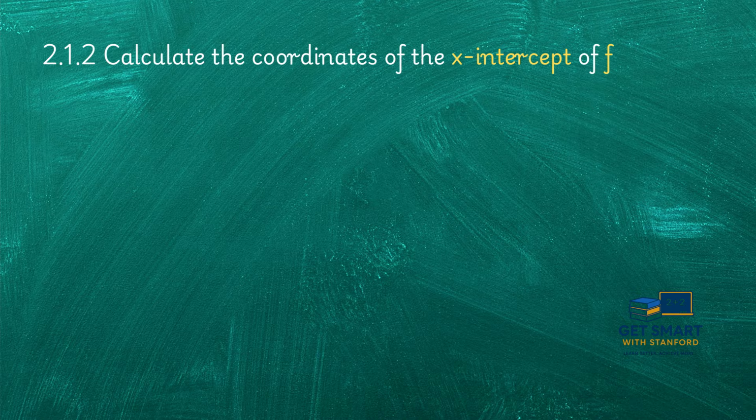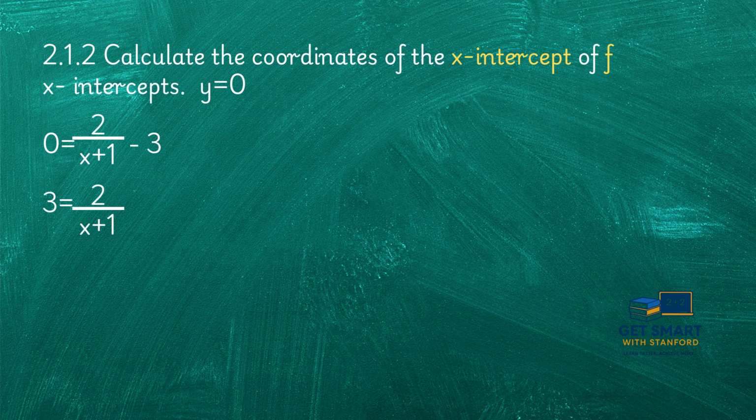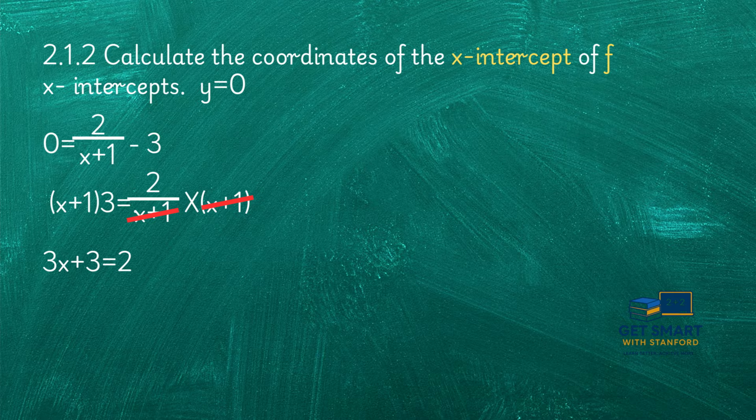In question 2.1.2, we need to calculate the x-intercepts of the same function. Since we already know that for the x-intercept, y equals 0, we equate the function to 0 as it is on the screen. Next, we transpose -3 and then multiply both sides by x + 1. This gives us x to be -1/3. Our coordinates are (-1/3, 0).